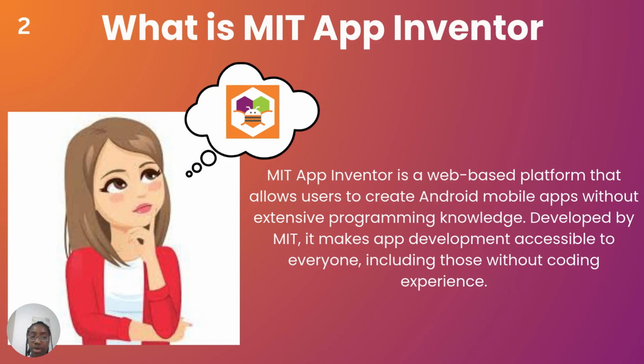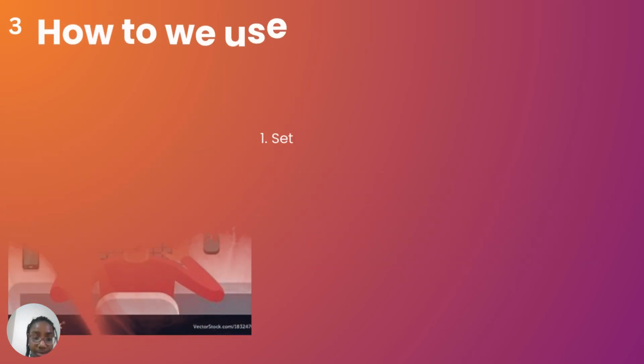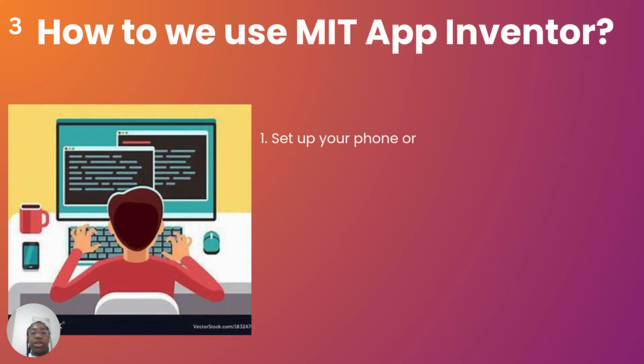Even if it's not Android, you can still download MIT AI2 Companion. You just scan the QR code with your phone or write the QR code. Then you can test the code on your phone, and then you can fix it if there's anything wrong. So, next up, how do we use MIT App Inventor anyway?